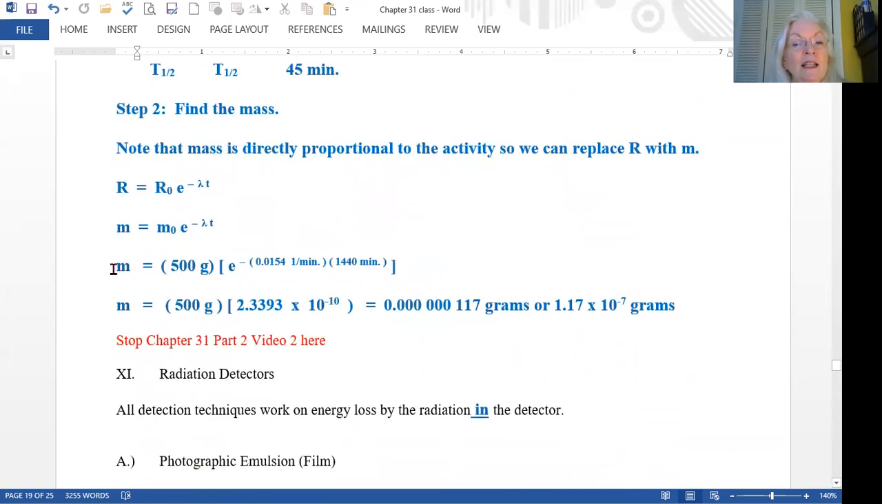So we're looking for the ending mass. We know we started out with 500 grams. We've got e to the minus lambda t. Notice we put in the right numbers. So 500 grams, when you take e and raise it to this power, you should get 2.3393 times 10 to the minus 10. Notice the units go away. And when you multiply that by 500, you get a teeny tiny number, 0.000000117 grams, or 1.17 times 10 to the minus 7 grams.